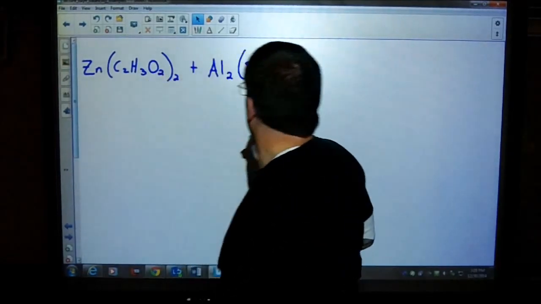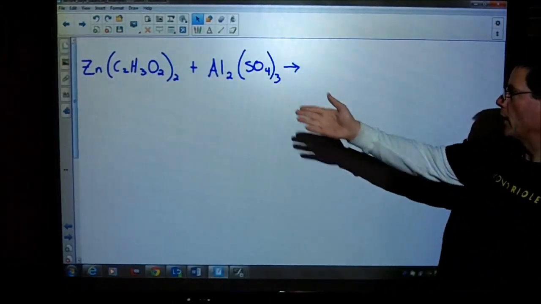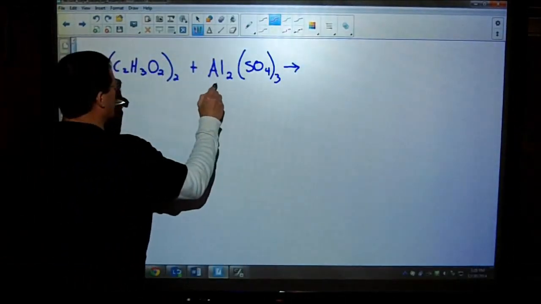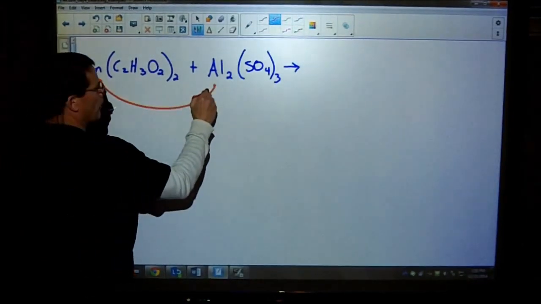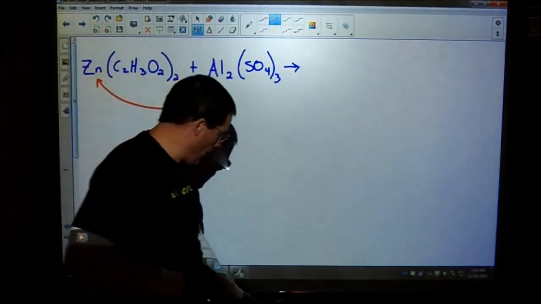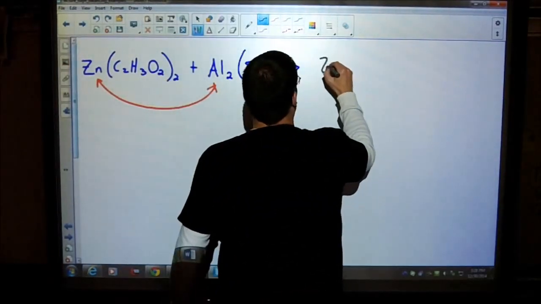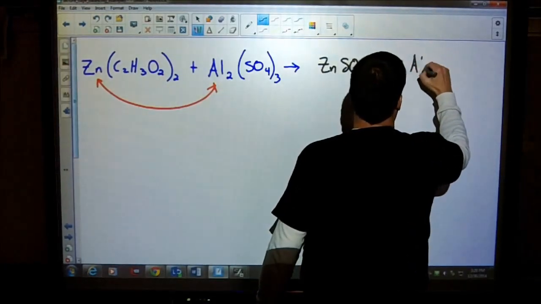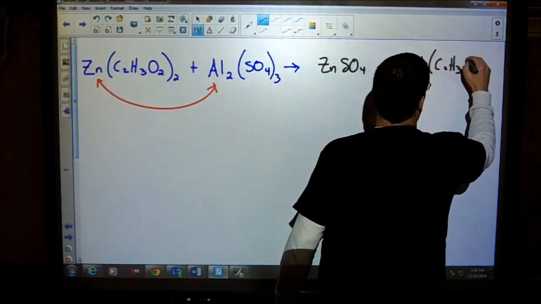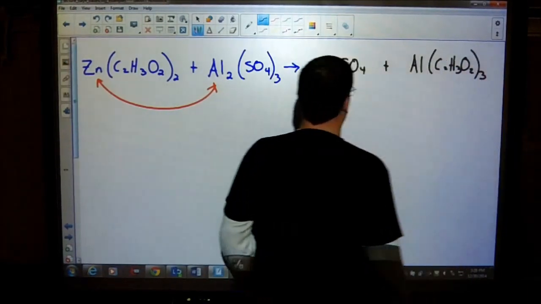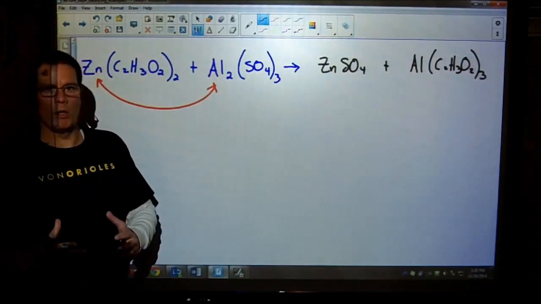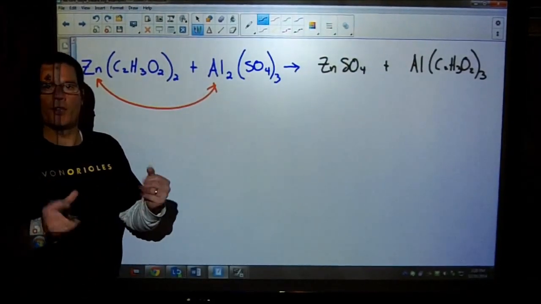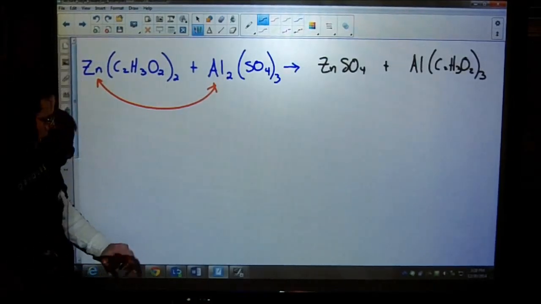So what we want to do is, we have our two reactants here, our zinc acetate and our aluminum sulfate. We want to do a double replacement reaction, which means that in this case, these two metals are going to switch places, and we will now form zinc sulfate and aluminum acetate. Now I'm going to speed things up here just to balance out charges. Okay. And this is not balanced by any stretch of the imagination, but for the sake of the demonstration, I'll come back and balance this in a second.